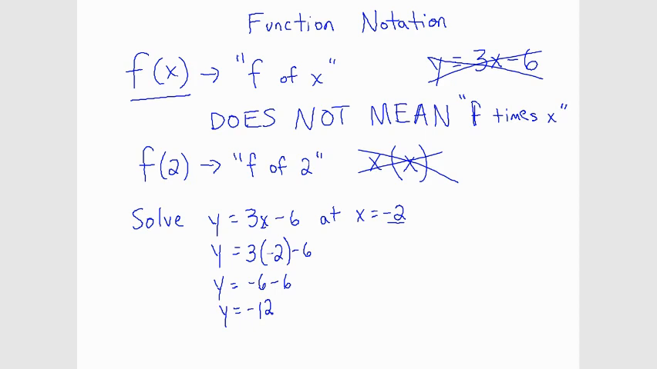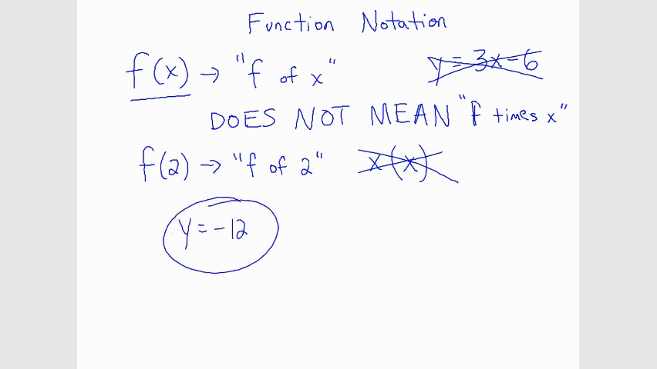Okay, that's pretty straightforward. Doesn't seem like we need function notation for that. And that's a perfectly valid point. However, what if you were given a problem and that was all the information you were given? The function I gave you is not the only function that would yield negative 12 as an output for an input of negative 2. There are infinitely many graphs that can go through that point on a coordinate pair.